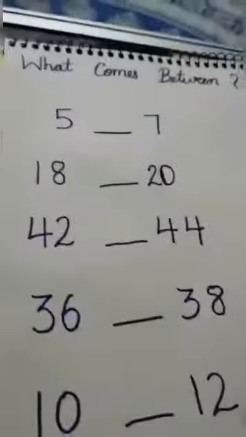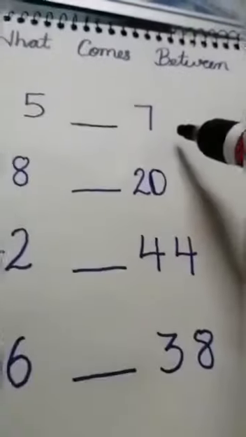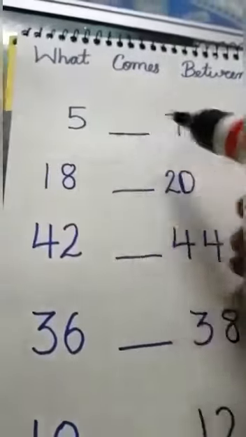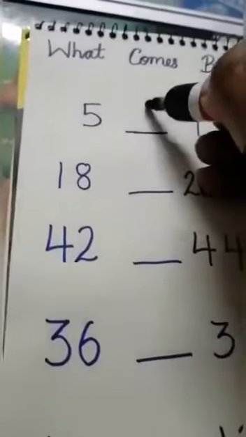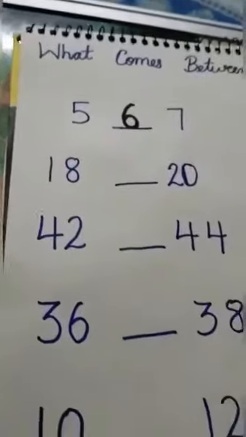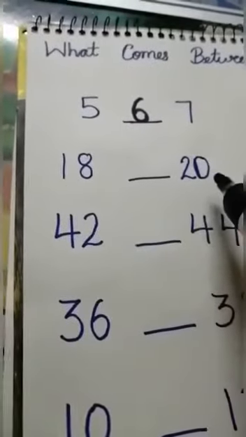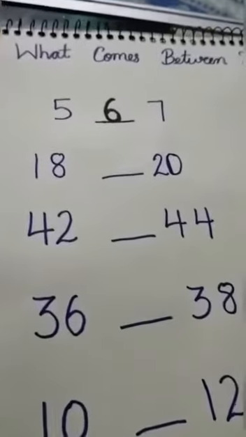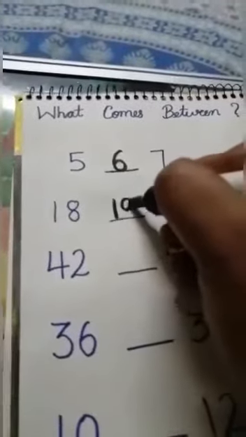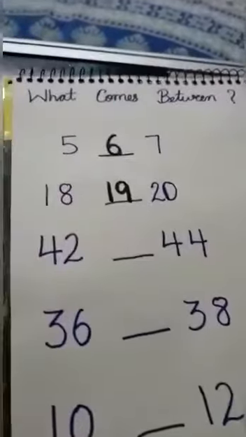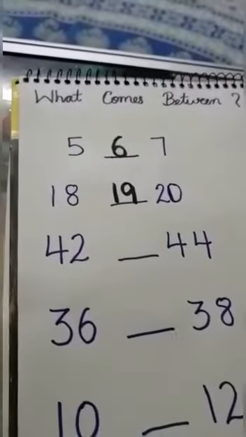Here the number is, first example is number 5 and this is number 7. So what comes between 5 and 7? 6. So I will write 6 over here. Now next example we have 18, blank, 20. So what comes between 18 and 20? 19. After 18, 19 comes. So let me write 19. 19 comes between 18 and 20.